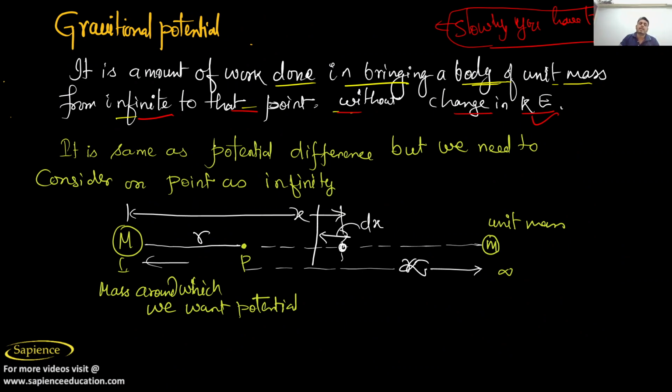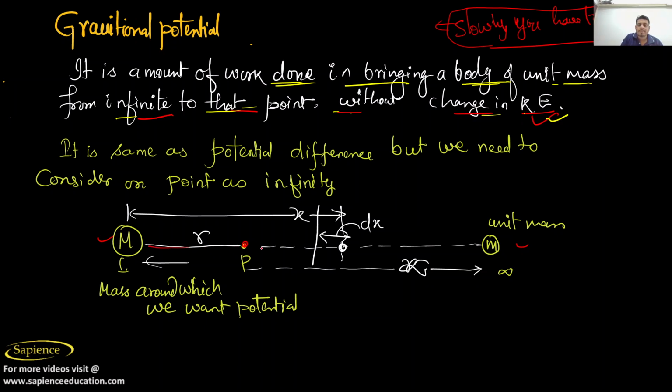Again I'm trying to make it clear: from infinity to that point without changing kinetic energy. Now let us see here. In the diagram I have shown clearly that there is a capital mass M and a small mass which is present at infinity. I have to move this small mass to a point P, which is at a distance of r.